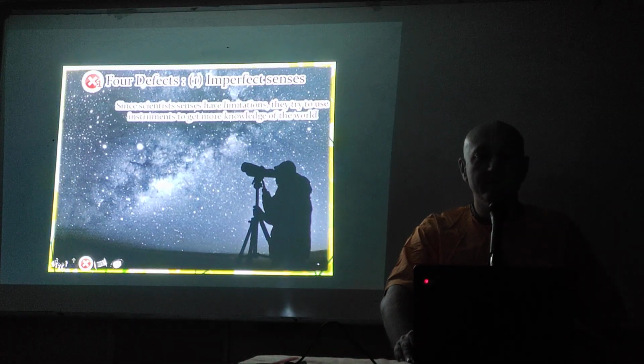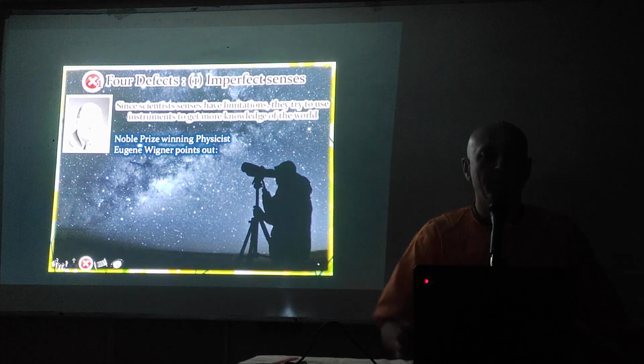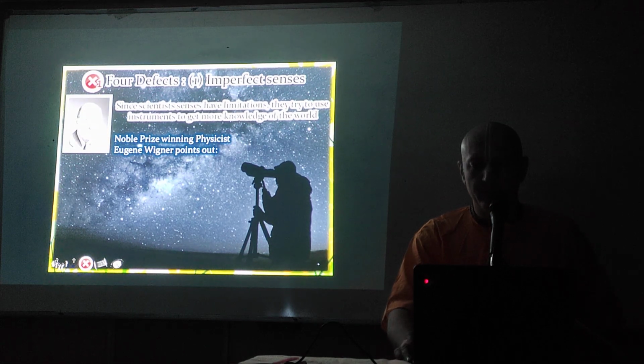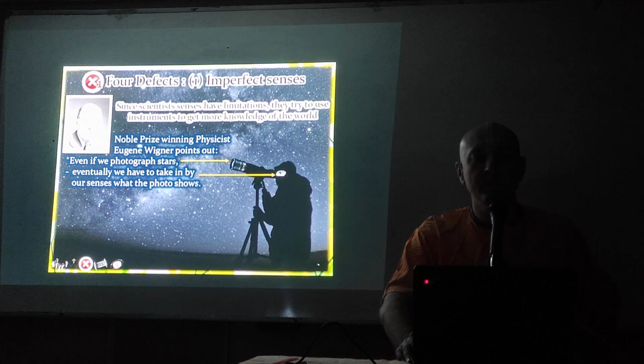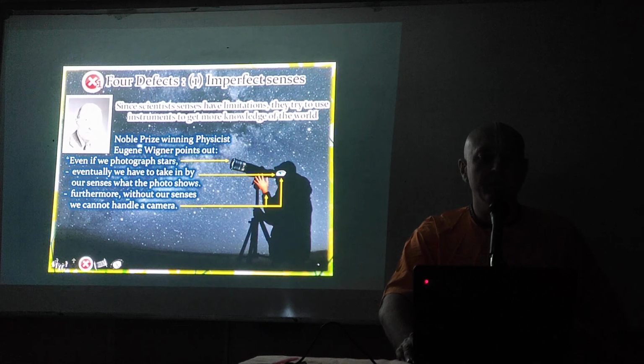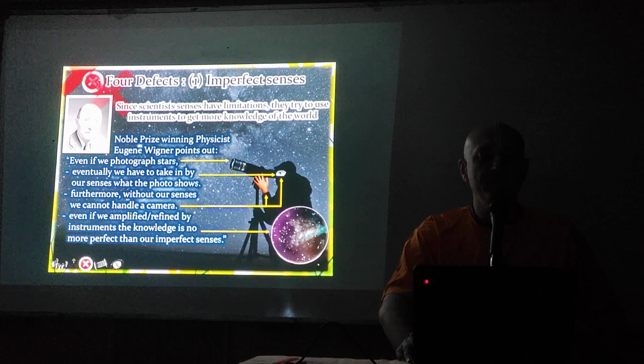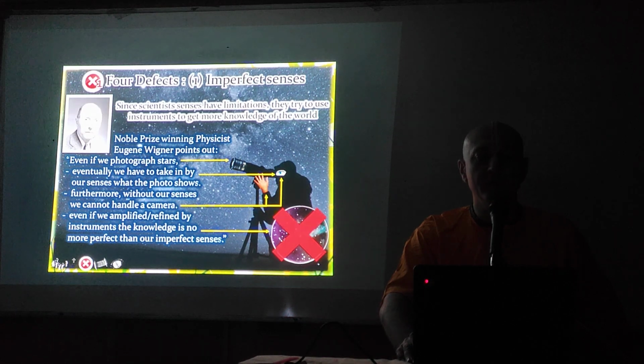Since scientists' senses have limitations, they try to use instruments to get more knowledge of the world. Nobel Prize-winning physicist Eugene Wigner points out that even if we photograph stars, eventually we have to take in by our senses what the photo shows. Furthermore, without our senses we can't have a camera. Even if we amplify or refine the knowledge by instruments, it is no more perfect than our imperfect senses. You have to interpret again by your senses. So what is the quality of that information that we receive?